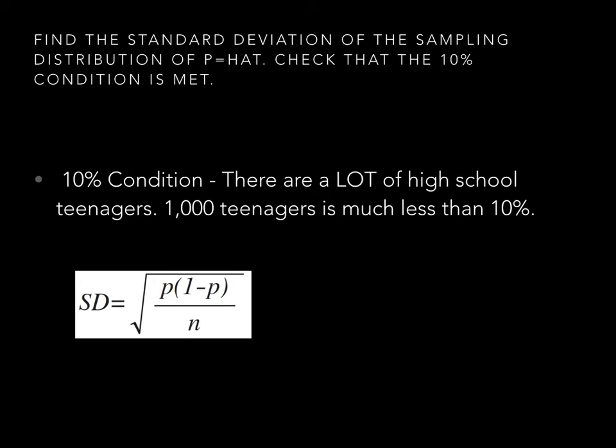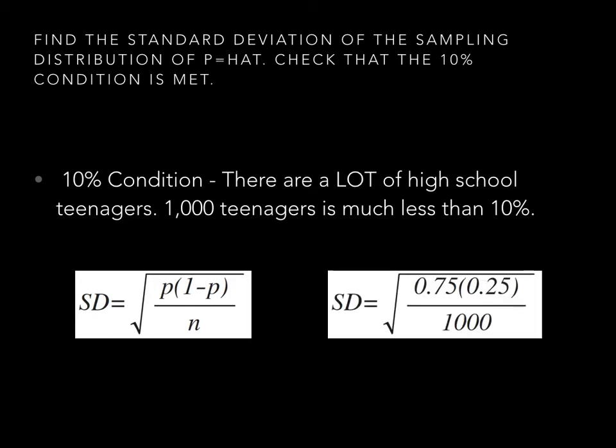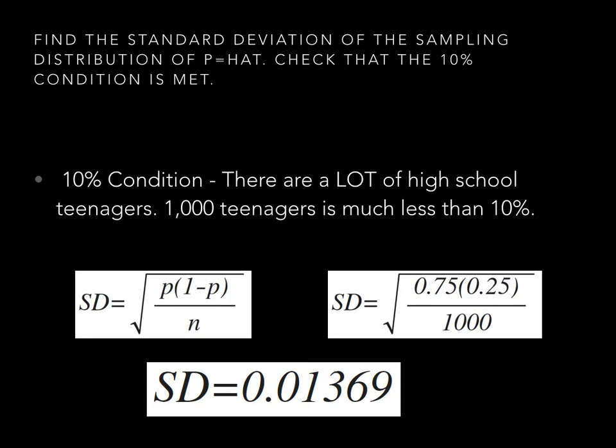And so remember, we can use our formula, the square root of p times 1 minus p over n. Just plug in some numbers. Our proportion is 0.75. 1 minus 0.75 is 0.25. And we're going to divide that all by 1,000. So our standard deviation is 0.01369.